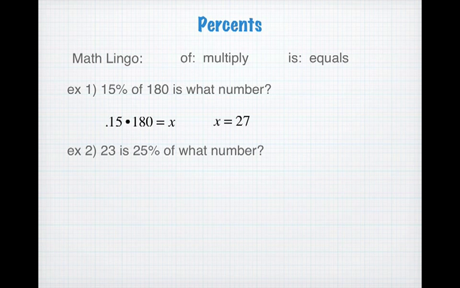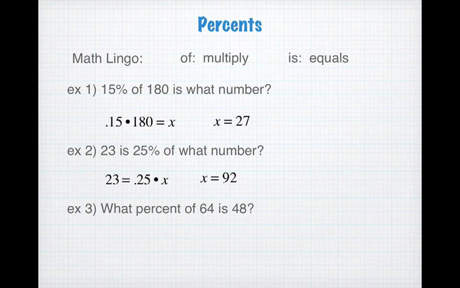Next, we're going to change it around just a little bit. We have 23 is 25% of what number? So 23 is means equals, 25% gets expressed as 0.25, of means to multiply, and what number gets assigned as our variable. We solve this equation by dividing by 0.25, which gives us 92. So 23 is 25% of 92.